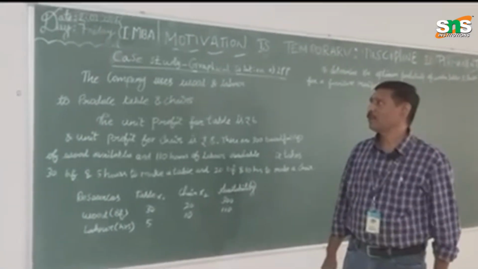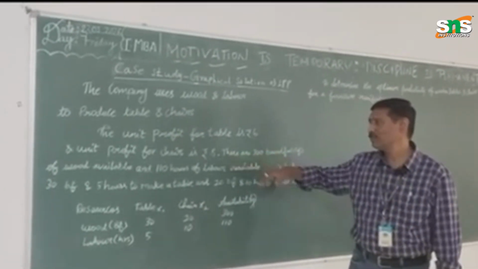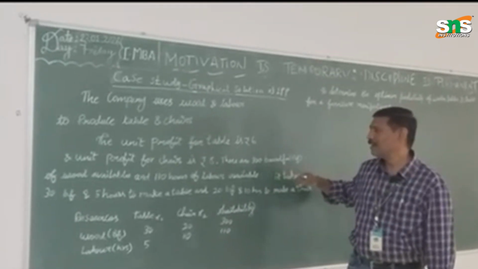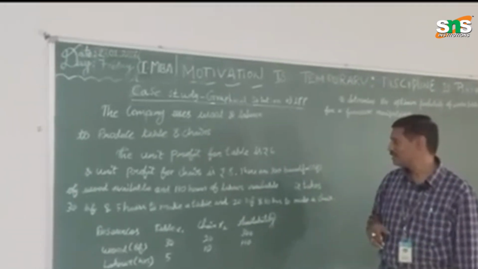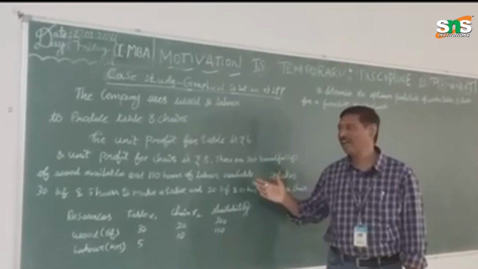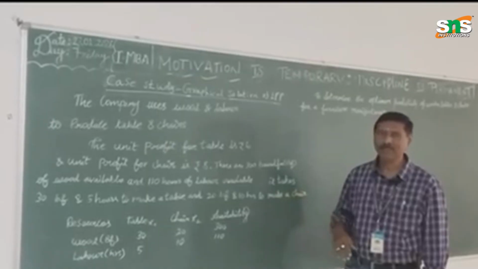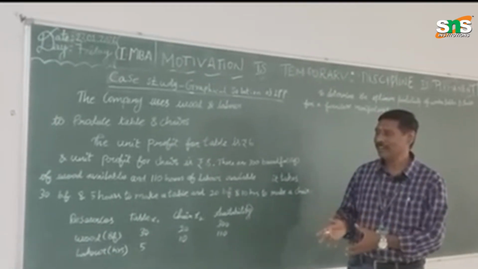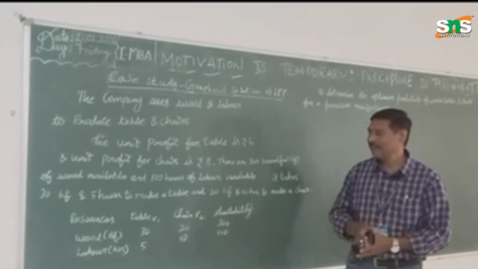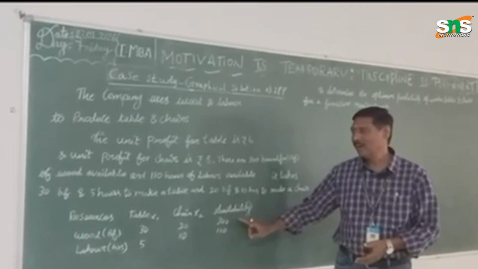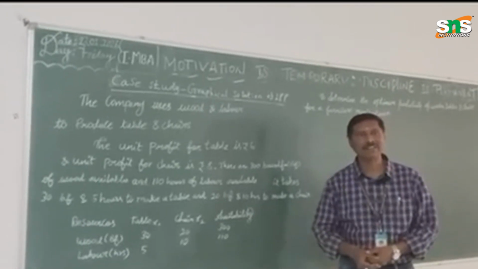Yes, that is correct. The problem statement of this case study is: the unit profit for a table is ₹6 and for a chair is ₹8. There are 300 board feet of wood and 110 hours of labor available. It takes 30 board feet and 5 hours of labor for a table, and 20 board feet and 10 hours for a chair. So there are two resources: one is wood, another is labor. The total availability of wood is 300 and of labor is 110 hours.